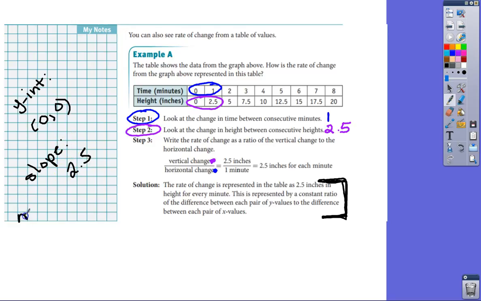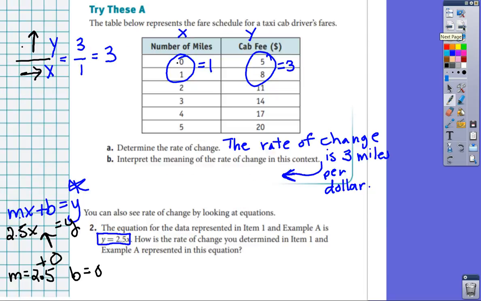So if we plug that into our equation, we will put 2.5 in front of the x plus 0 equals y. So you get 2.5x equals y. So you literally are just plugging your information into the equation. So the rate of change, if we want our textbook perfect answer to this question, we would say the rate of change described in item 1 in example A is represented in this equation by the coefficient 2.5, meaning that 2.5 inches is added with each additional minute.